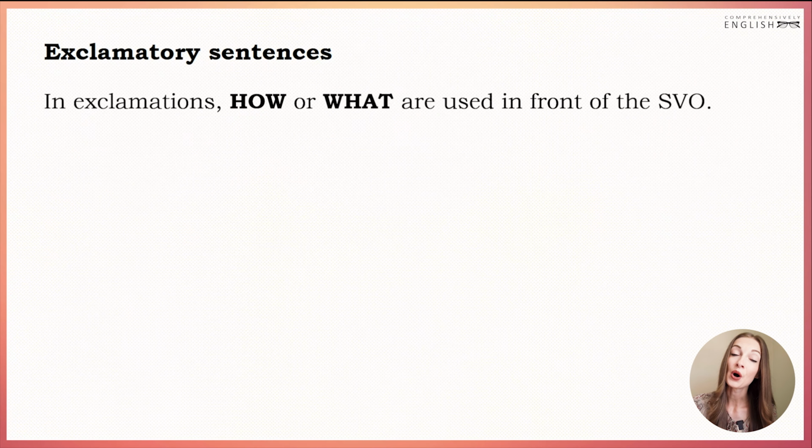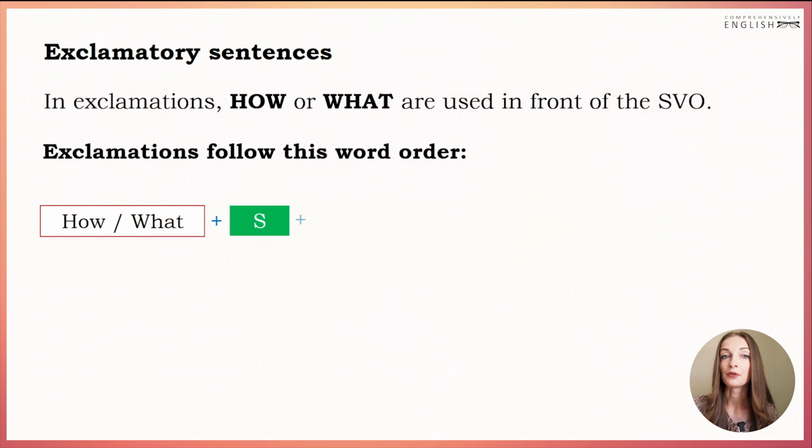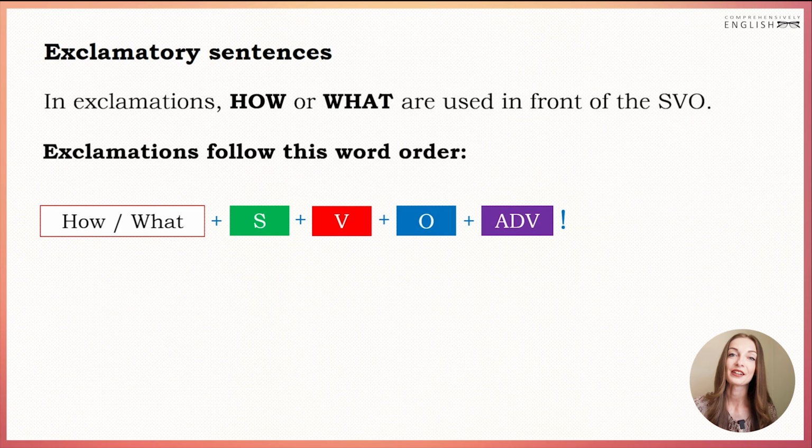What about the structure of the sentences? Exclamatory sentences contain the SVO, though the formula is a little bit different. We put how or what in front of the SVO, that is, in front of the subject, verb, object. Let's see. How, what, subject, verb, object, adverbial modifier. Let's look at this chorus from the song What a Life by Scarlet Pleasure.